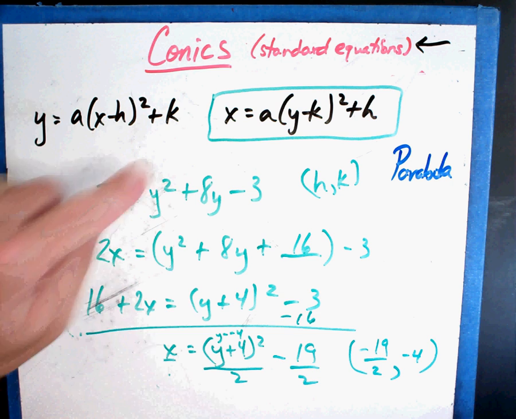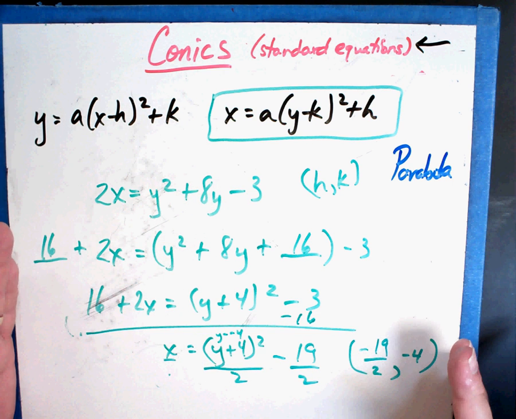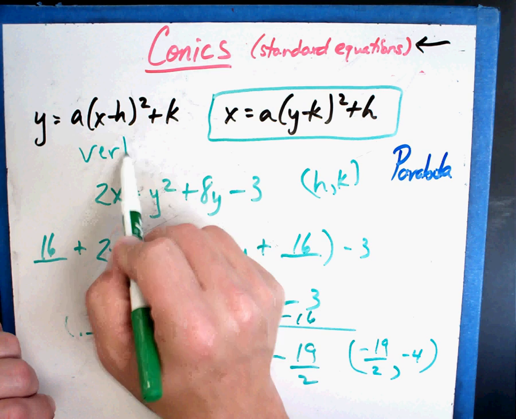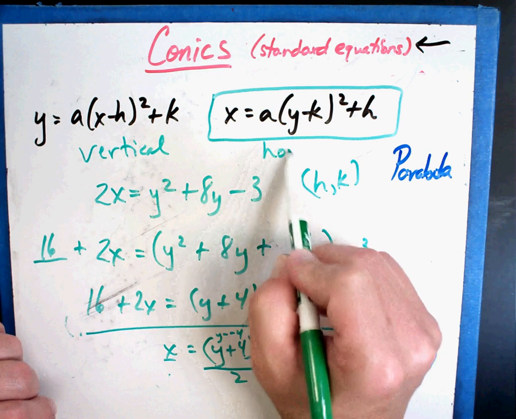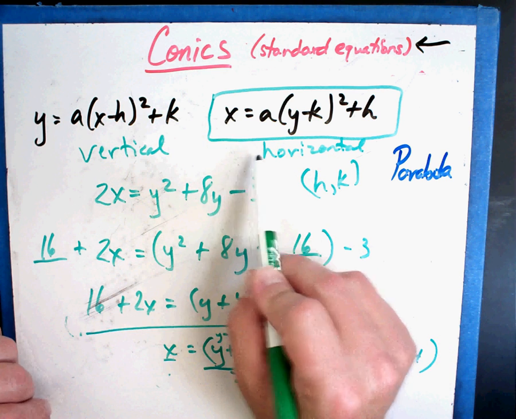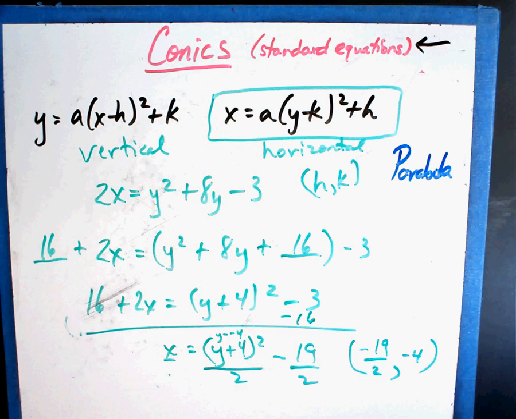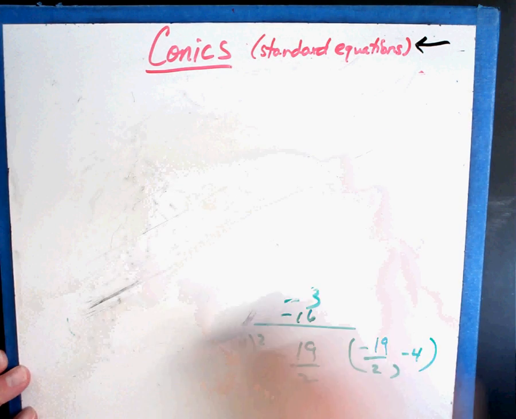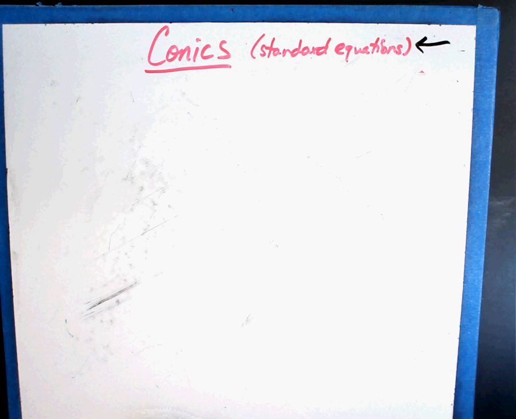And so when I have it in this proper form, then I know information about it. So my vertex, where they touch, is going to be at negative 19 halves and negative 4. Can I tell if it's vertical or horizontal? Well, this is vertical, and this is horizontal. Because it's x equals, it's going to open along the x-axis, so this is going to be horizontal. That's how you do a parabola. So after a parabola, again, we're just doing one example of each just to get them in standard form, because if you get them into standard form, you've got it figured out.